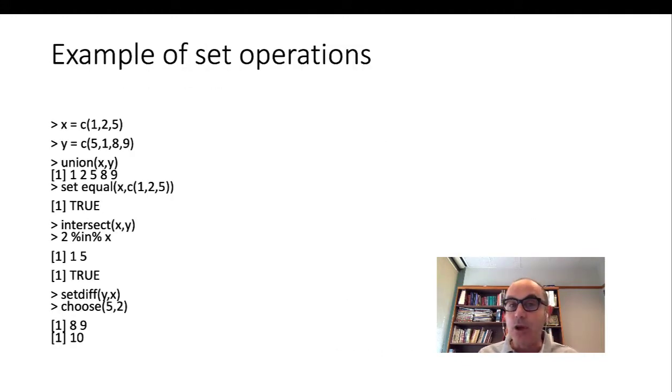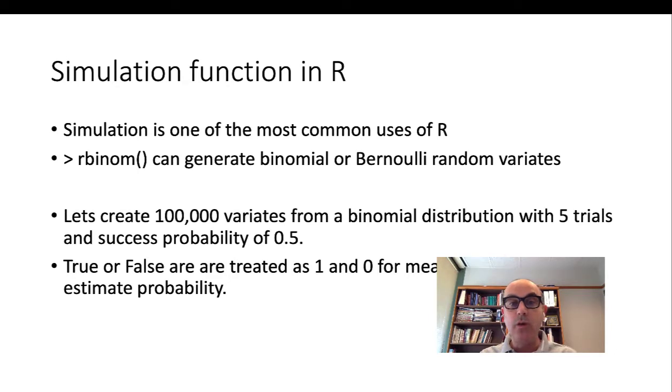An example of set operators. We have two containers, x and y. If we do the union and we set equal, R will produce the result as true. If we want to get the intersection between x and y, and we do the multiplication as we learned about percentages, again, R will come up with the result and will be able to generate it.